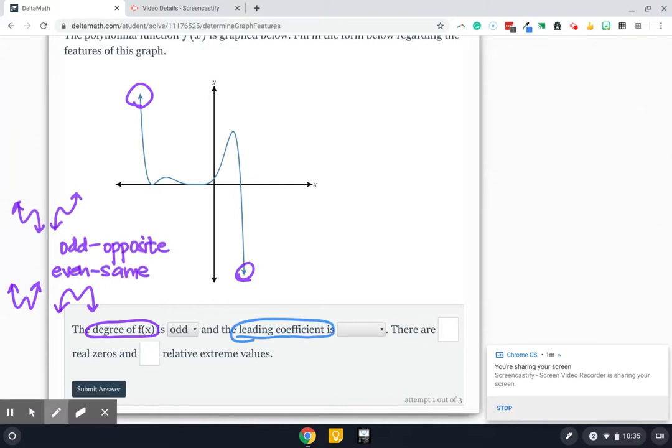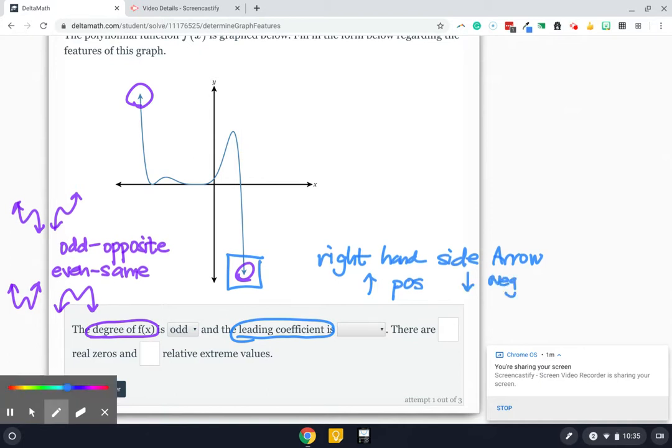The leading coefficient is determined by the right-hand side arrow. So we're going to just look at the arrow on the right. And we're going to decide if the arrow is going up, it's positive, right? And if the arrow is going down, it's negative. So I'm going to say this graph is negative because the right-hand side is being pulled down.